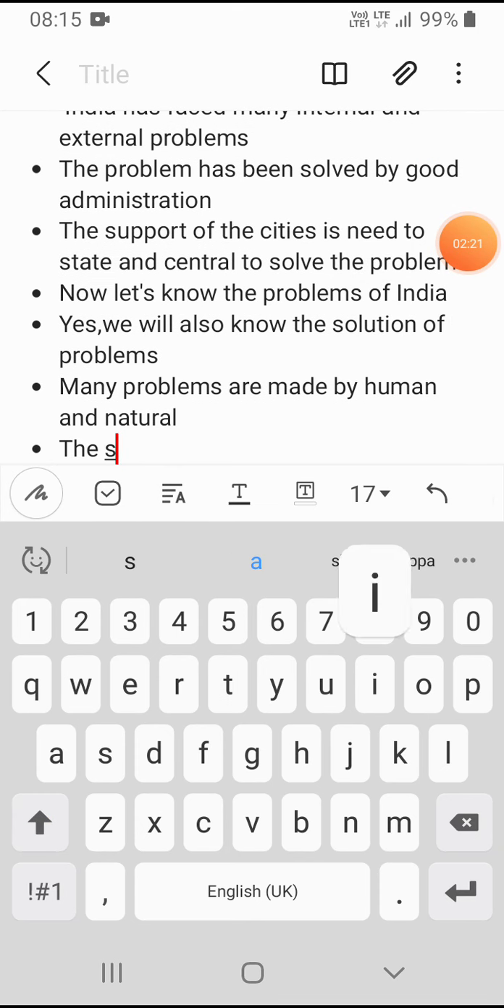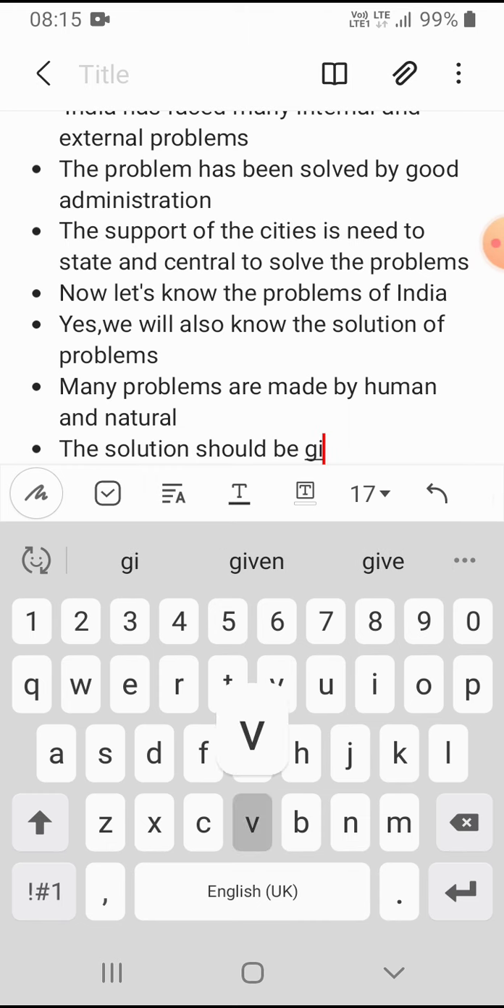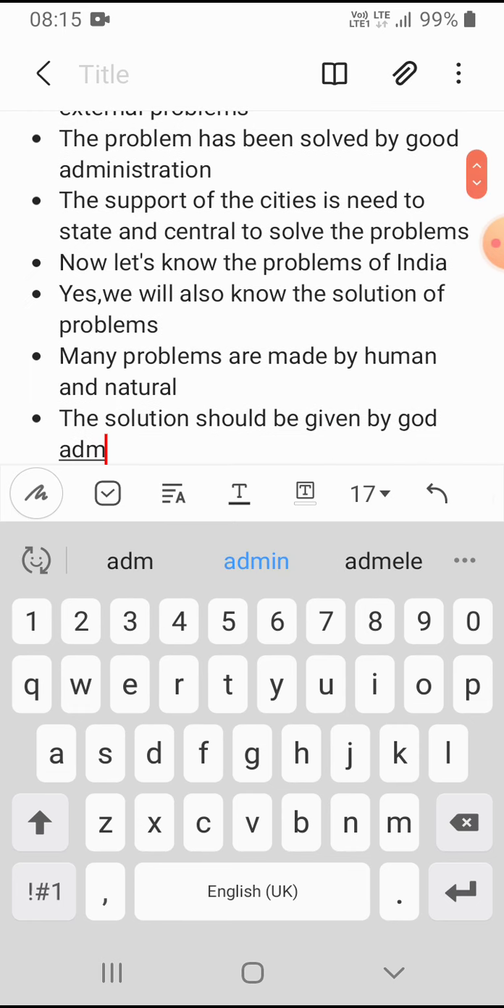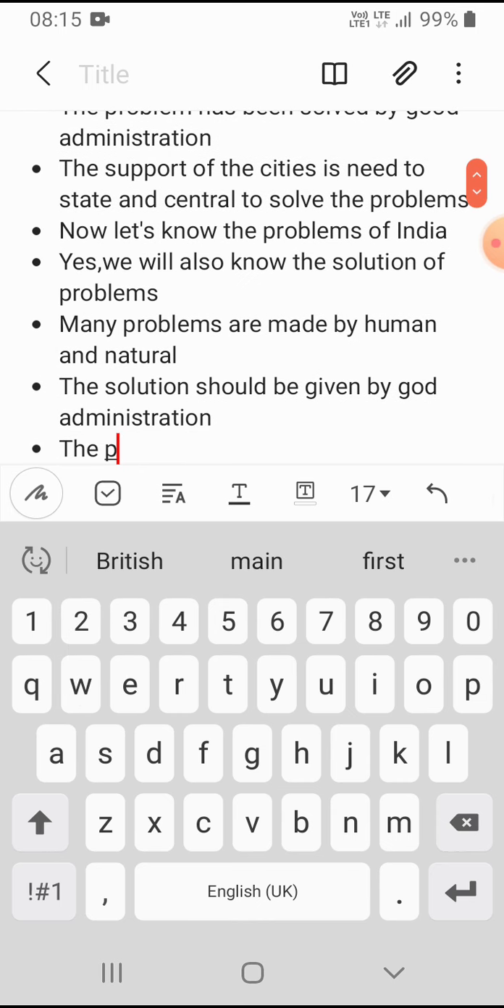The solution should be given by good administration, and the people should support. If the people think yes, it is right, then they will support. Otherwise they will say you have to change. Like that, people should support them.